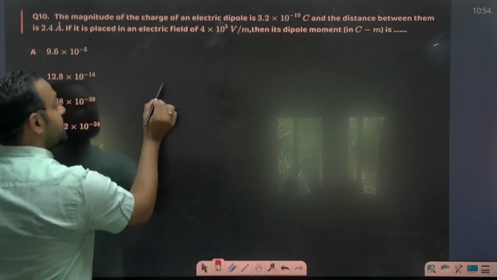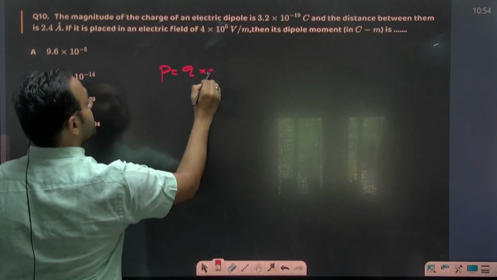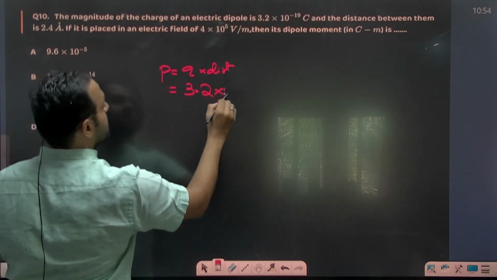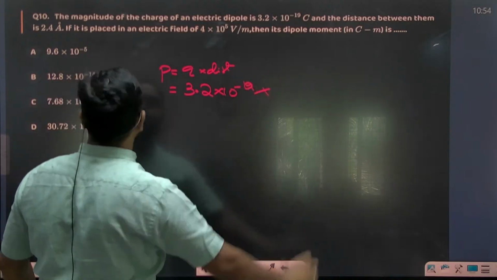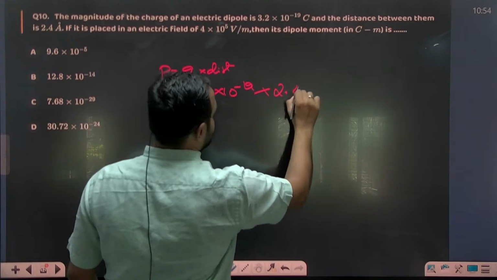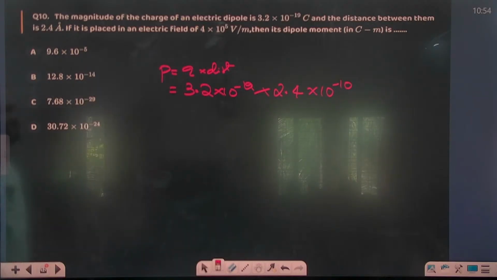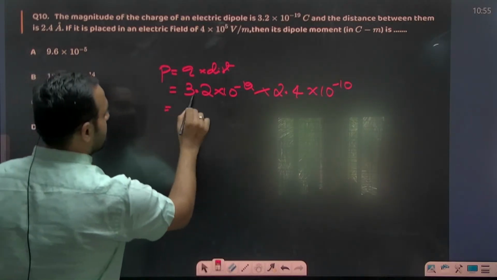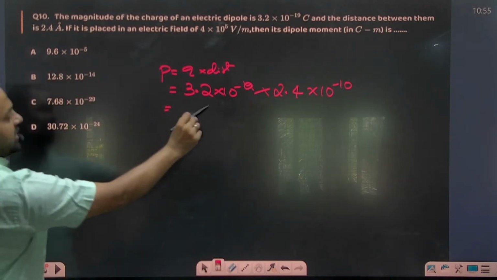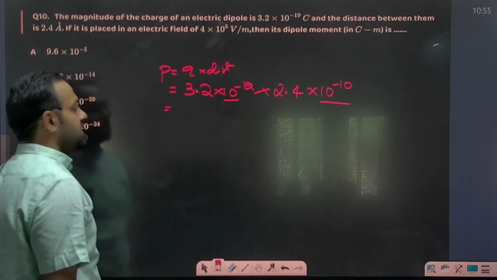How do we calculate the dipole moment? P is equal to charge multiplied by the distance between them. The charge is 3.2 into 10 power minus 19, multiplied by the distance between them, 2.4 angstrom. Angstrom is 10 power minus 10. So if you multiply these, what do you get? 10 power minus 19 into 10 power minus 10 is 10 power minus 29.